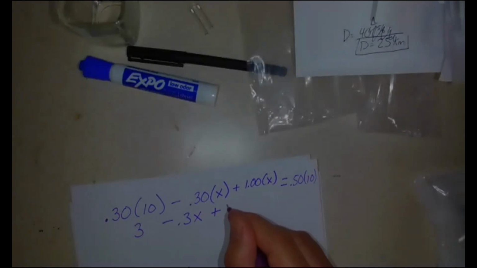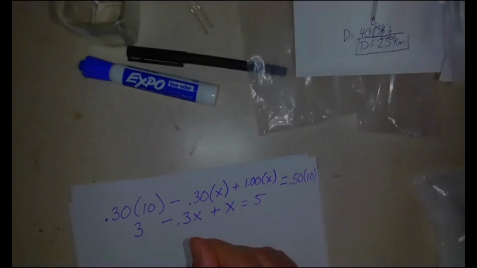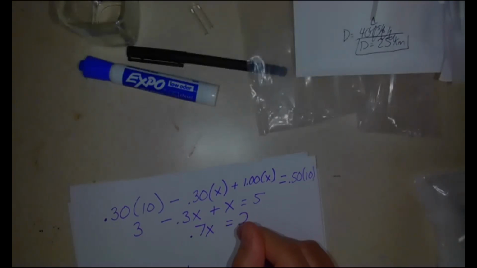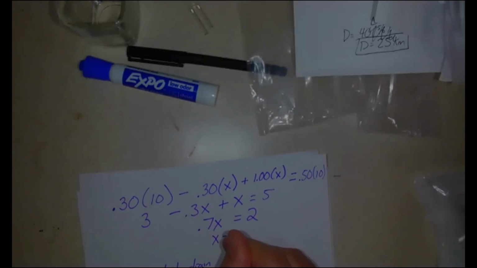This simplifies to just 3 minus 0.3x plus x equals 5. How about combining like terms and getting 0.7x equals 2 when I subtract 3 from both sides, and x equals 2 over 0.7. Now, 2 over 0.7 can be simplified.